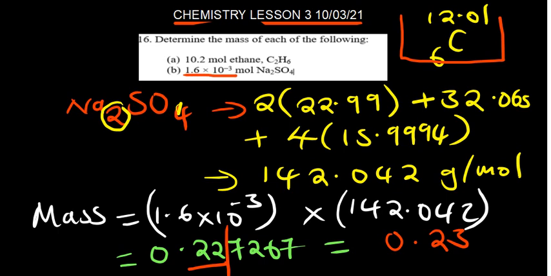So we're looking at the first 2 values that are significant. You check the next number, is it greater than 5 or equal to 5? If it is, you need to add a 1 to the preceding value. So that's how we have 0.23 grams. Okay, so I'm hoping you've understood.